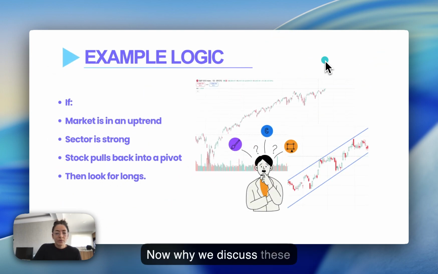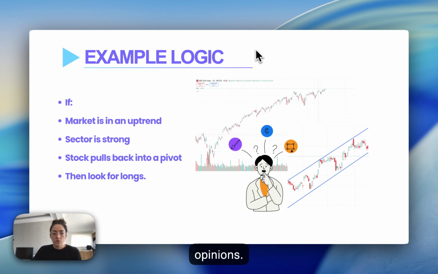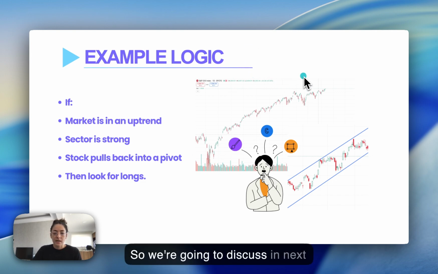Now, why do we discuss these things? Because we need to just read the chart in front of us and not think about our own opinions. So we're going to discuss in next lessons what a top-down approach is and how important it is to look at the broad market first and then go through the sectors and then to single stocks.